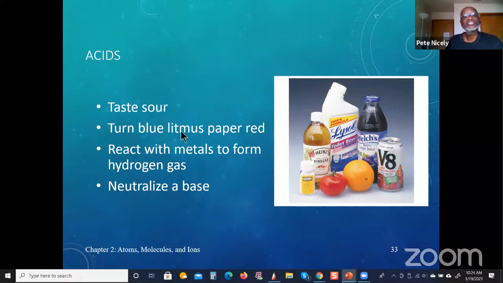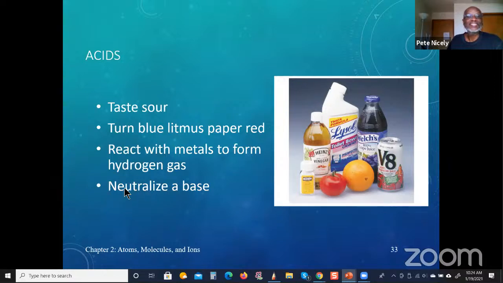Acids also turn a substance known as litmus red. Litmus is basically a dye, so the litmus will take on a color depending on what it's exposed to. If you expose the litmus to anything acidic, it will become red. If you expose the litmus to anything basic, which we're going to talk about later on, it will become blue. Another property displayed by acids is that acids react with reactive metals, not all metals, but most reactive metals, to form hydrogen gas.